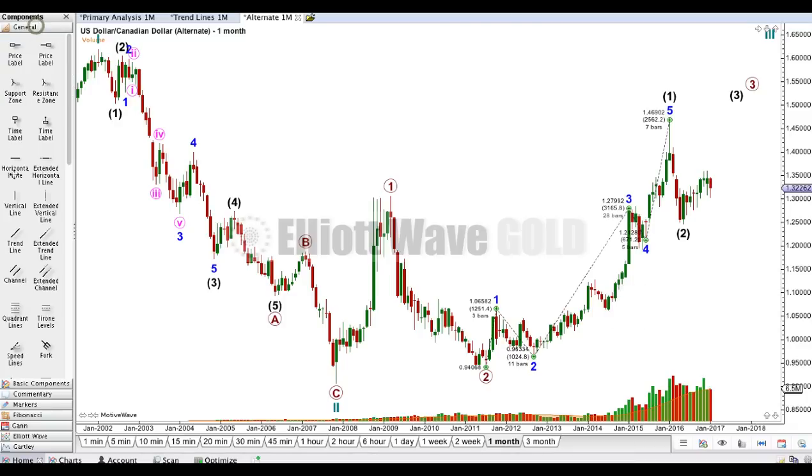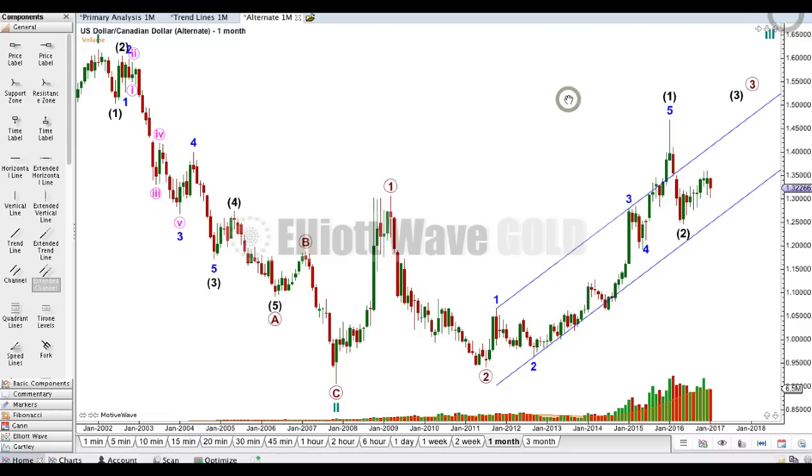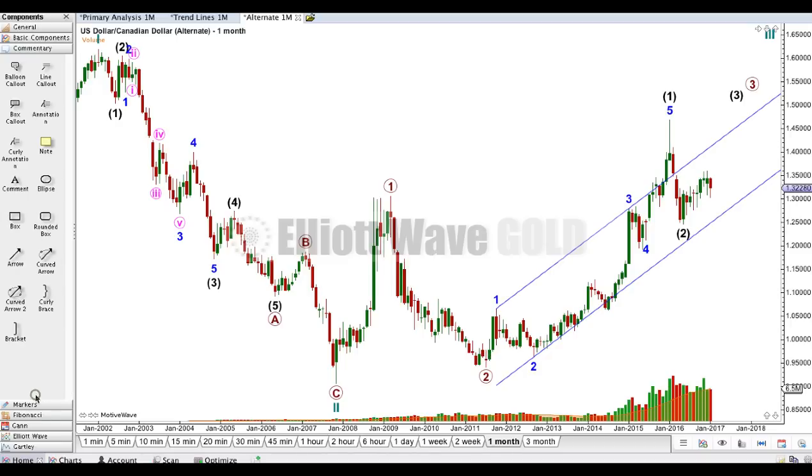Let's put that channel on this one as well. 1 to 3 with a copy on 2. Looks pretty good. Let's make it the same colour as the labels. That's the channel that needs to be breached. But unfortunately, here's the invalidation point. 2 can't move beyond the start of 1. This idea is only invalid below 0.94068, and that's far too far away to be of any use whatsoever.